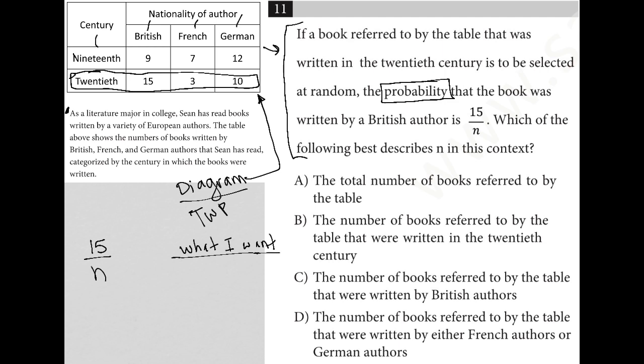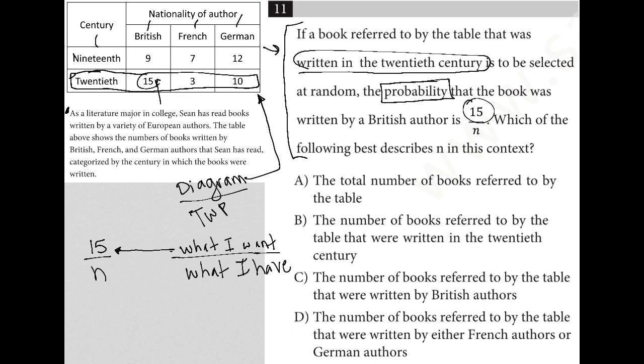The numerator is 15, right? So we were told that, and we already saw that in the table. The denominator is what I have, right? What am I choosing from? And the question says that we're only choosing from books written in the 20th century. So what I have from the books written in the 20th century that Sean has read is 15 plus 3, which is 18, plus 10, which is 28, which makes my denominator equal to 28. So that means this n is equal to 28.